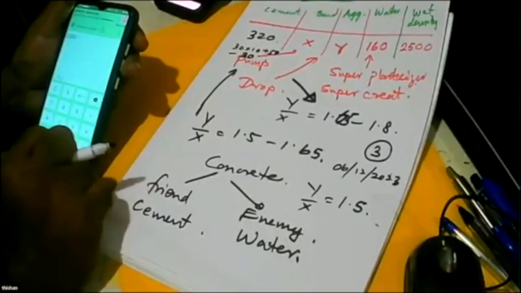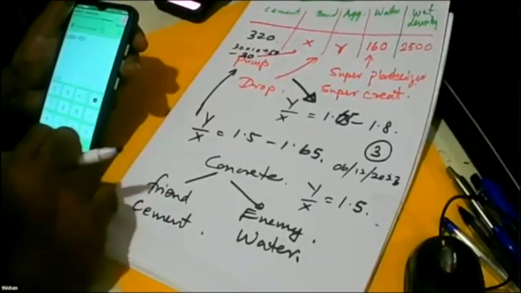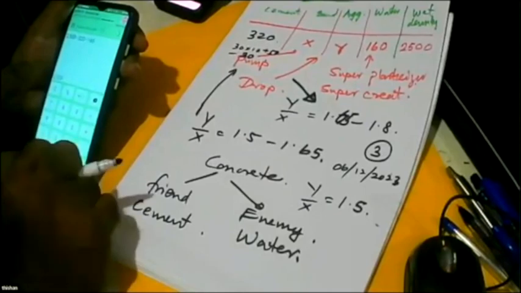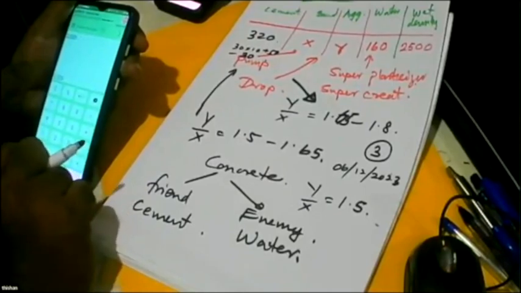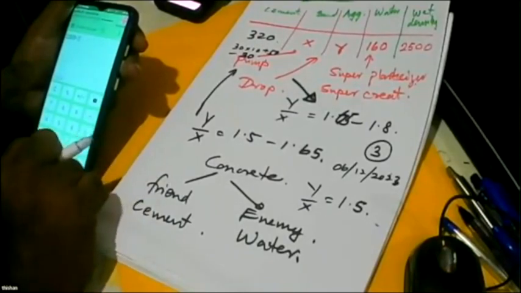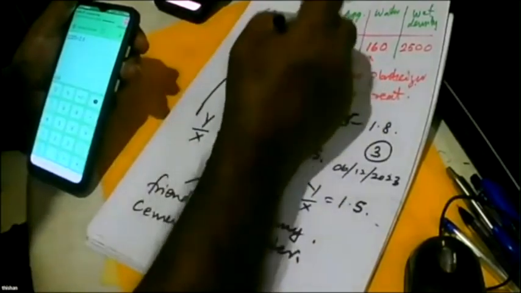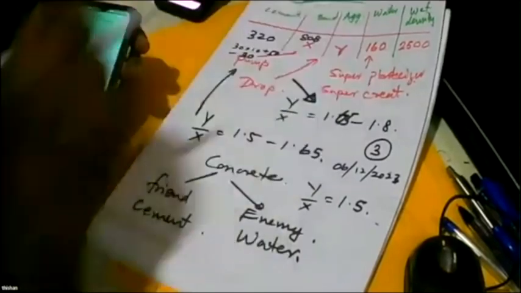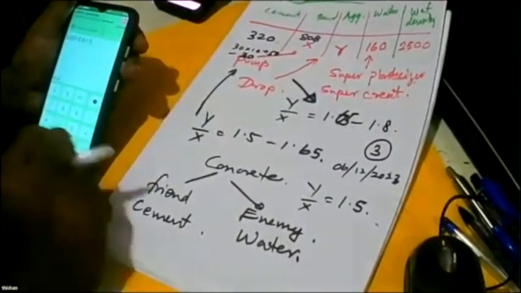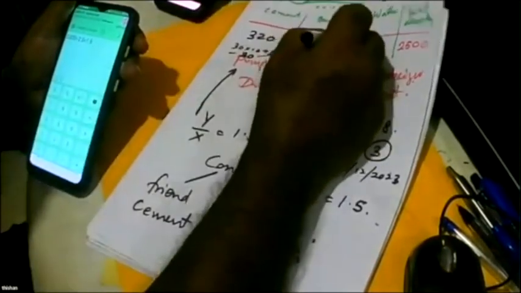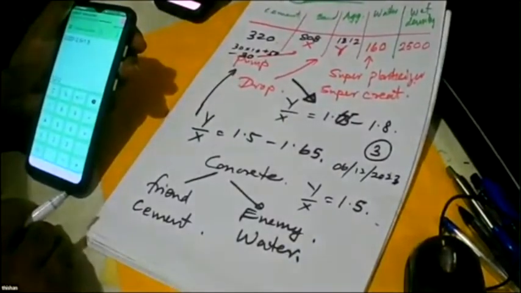2500 minus 320 minus 160. 2020 divided by 2.5. I get 808 here. Multiplied by 1.5, I get 1212. So that is the mix.